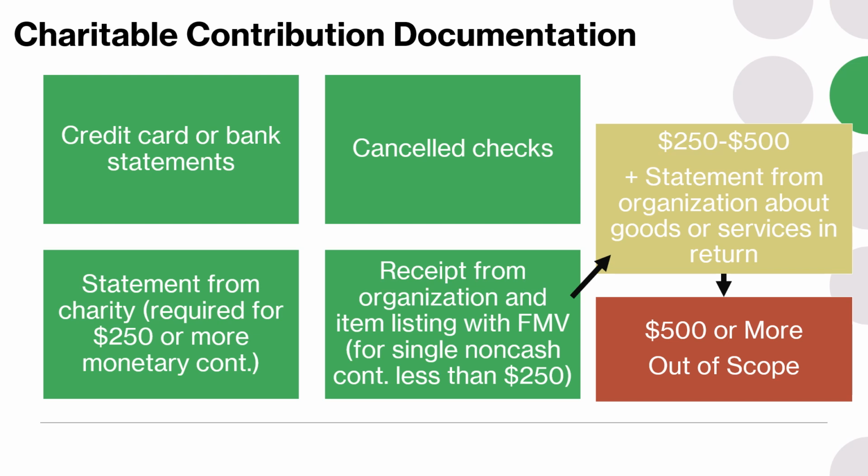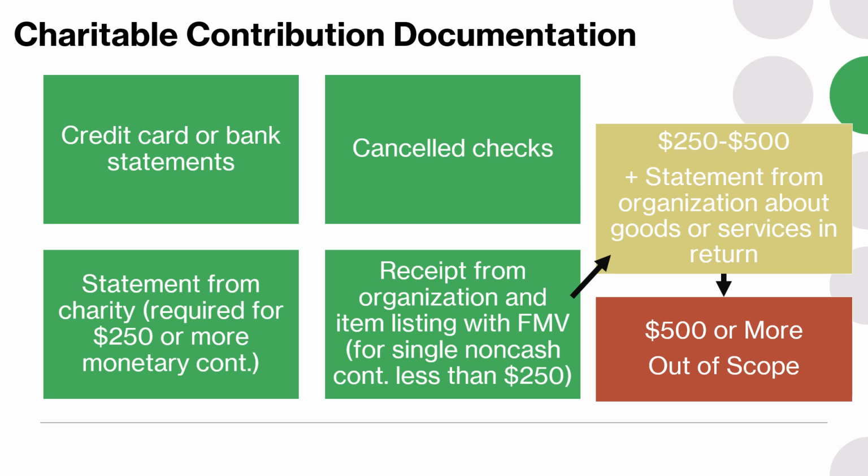So documentation that works to prove charitable contributions are things like credit card or bank statements, canceled checks. If the taxpayer made a monetary contribution that was more than $250, then they need to have a statement from the charity. And I think you see this a lot with church donations. Some taxpayers pay tithes, and so they'll have given a significant amount of money to their church, and they just need to make sure that they have a statement from their church verifying that they made those contributions.